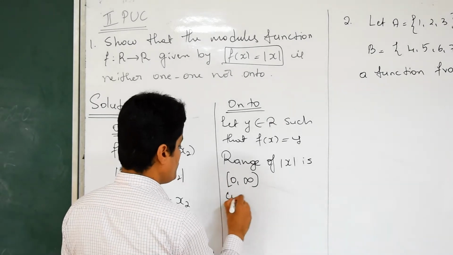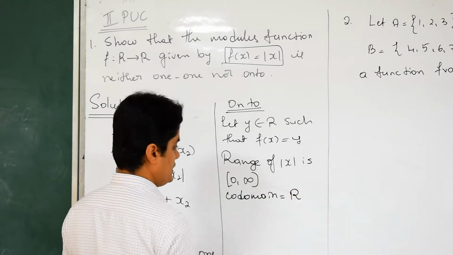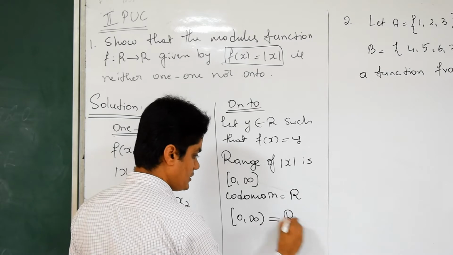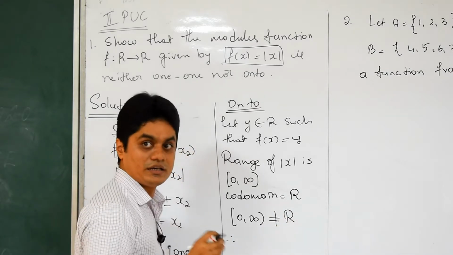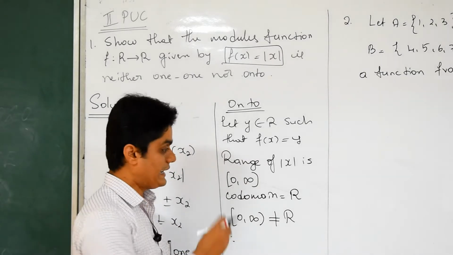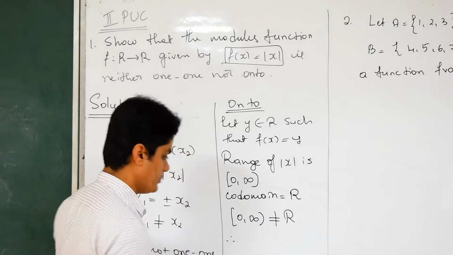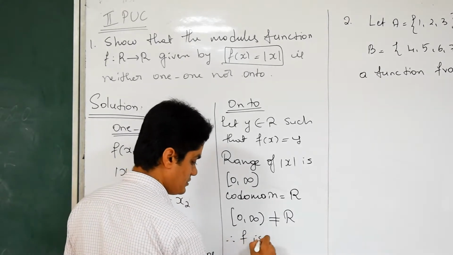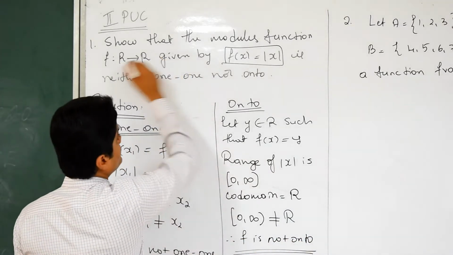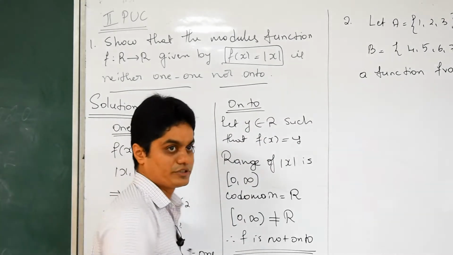Now what is the codomain of this function? The codomain is R. So is 0 to infinity equal to R? No. So what is the conclusion? If the range is not equal to the codomain, then every element of the codomain is not related to any element in the domain. So f is not onto. What is asked? Show that it is neither one-one nor onto. Here we proved it is not one-one, and here we proved it is not onto.